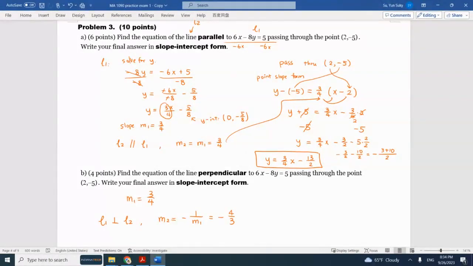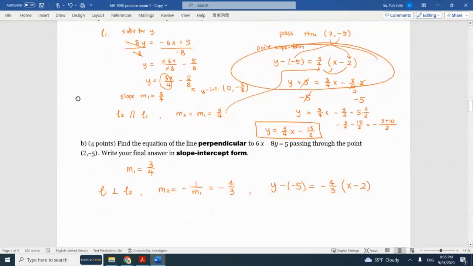Right, everybody? And it also passes through the same point. So we use the point-slope form. So point-slope form, y minus negative 5, but now the slope is negative 4/3. I'm copying what we had in the last steps, but we just changed the slope, and then times x minus 2. So far, so good, everybody?